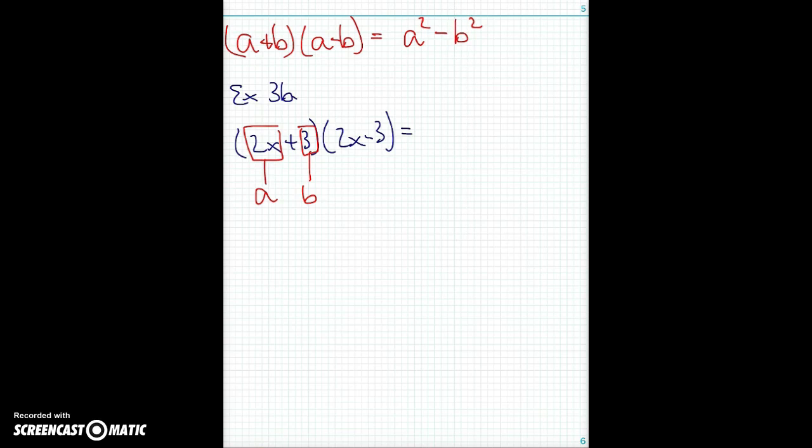So when we multiply those together, we should end up with 2x squared, so that's a squared, minus 3 squared, which is b squared. We can simplify that and we should get 4x squared minus 9. And that is our answer.